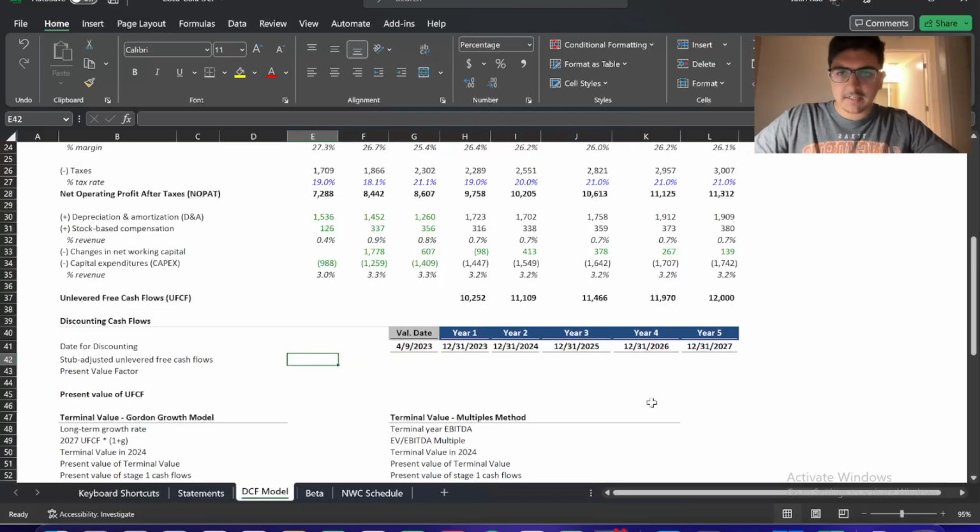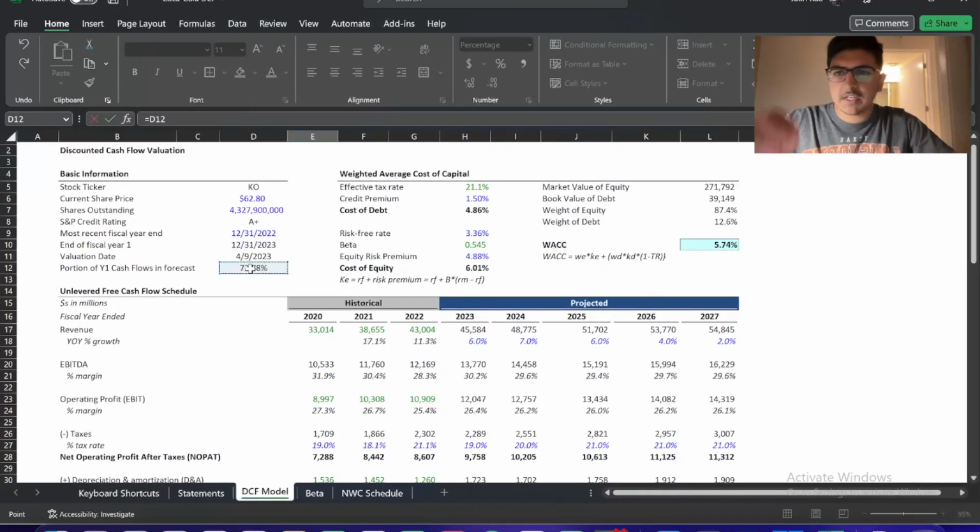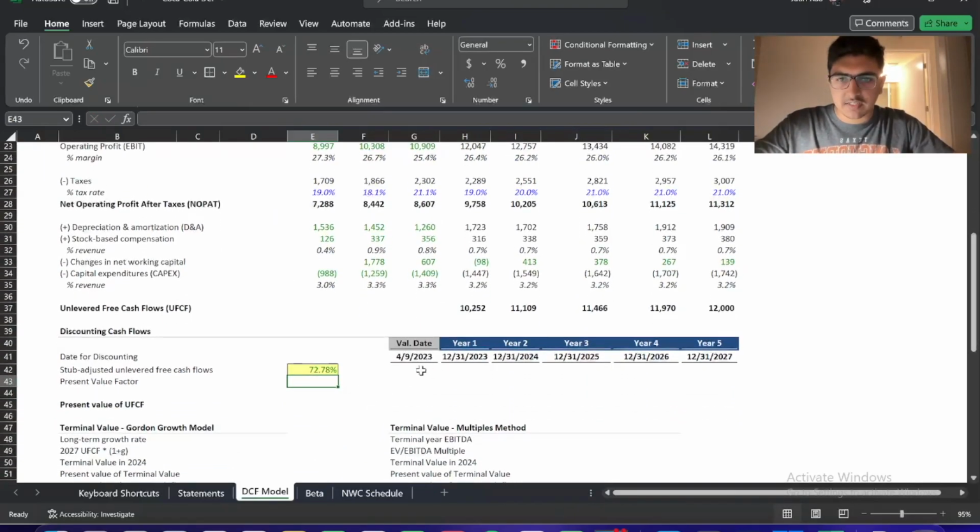So now what we actually need to do is we need to stub adjust these cash flows. Well, why do we need to do that? Well, what is the stub percentage first and foremost? Well, this is a very special cell. I'll just quickly Alt HBS, format this. So this stub percentage is going to be equal to the percent of the year that's left in order to discount. So again, what does that mean?